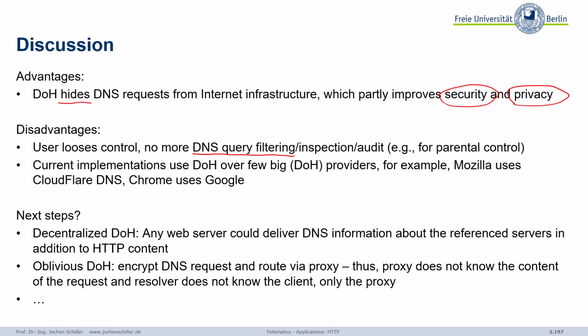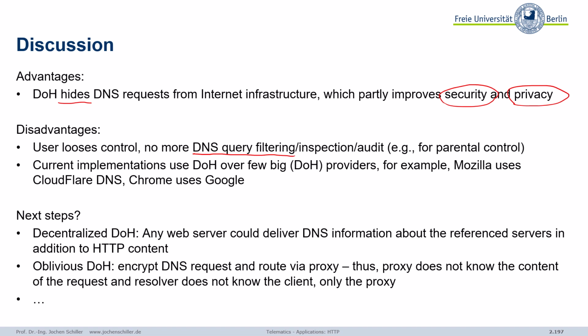Why should we use this decentralized DNS? Let's use DNS over HTTP. So what are some more next steps? Instead of having a few big DoH providers, why not decentralize this? So basically, in the end, any web server could deliver this. Any web server could deliver DNS information, and in addition to HTTP content, you could cache, you could distribute the information. Again, question of do you trust them, etc.